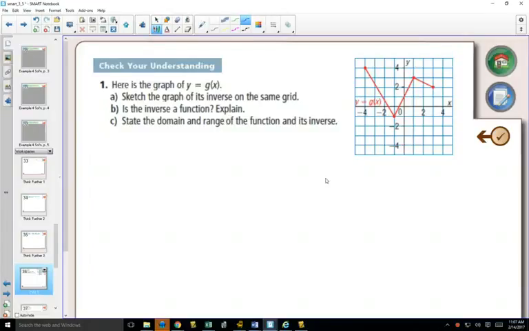All right, so on page 237, we looked at some of the information about the inverse yesterday. Now we've got a graph. It says sketch the graph of the inverse on the same grid. So some important notes that we've already put down, but we'll put them down again. What do we do with our points? With an inverse, we switch the x and y values.